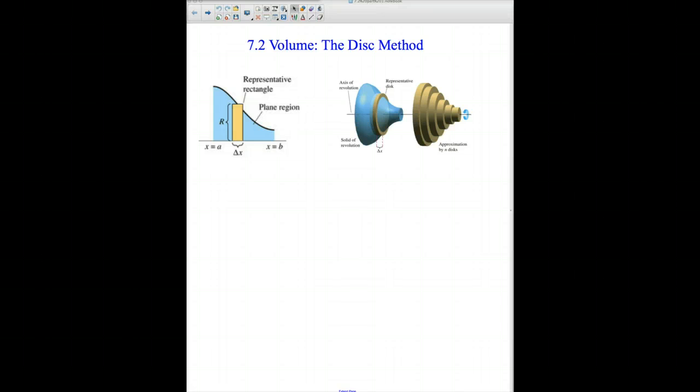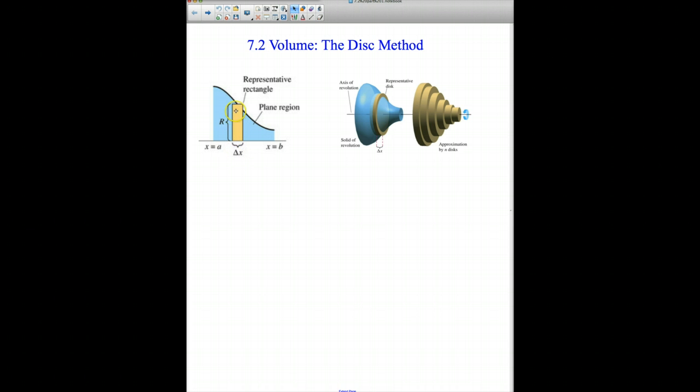Alright, so at 7.2, we're going to be finding the volume of certain shapes, and volumes can be found by breaking the shape up into representative discs or cylinders, really short, fat cylinders on their side. So you can see here we've got this region where we've been able to find the area by finding the area of a rectangle and then other rectangles, filling this region up and adding up the areas of all those rectangles as the width of the rectangles approaches infinity. So that's the integral.